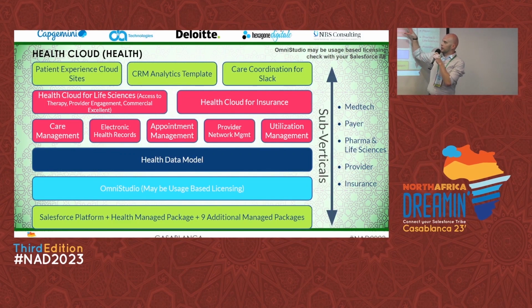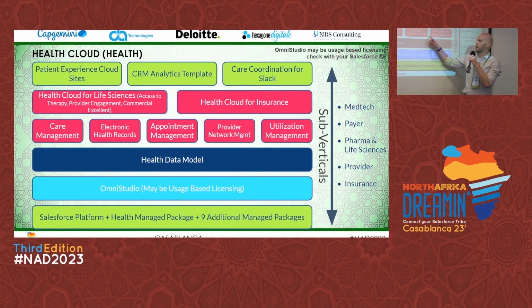And then the biggest difference here is, so we have Omni Studio. I believe this is usage-based, so keep that in mind. There's the health data model, and then a bunch of different functional modules: care management, electronic health records, appointment management, provider network management, utilization management, and then pre-built apps for different use cases. So there's Health Cloud for life sciences and Health Cloud for insurance. Velocity Insurance is now Health Cloud for insurance.